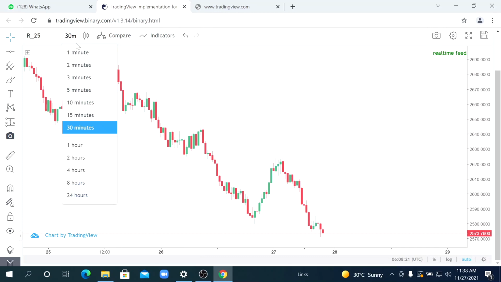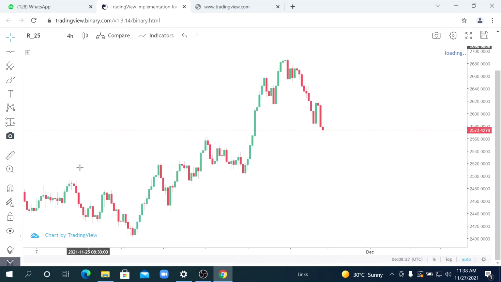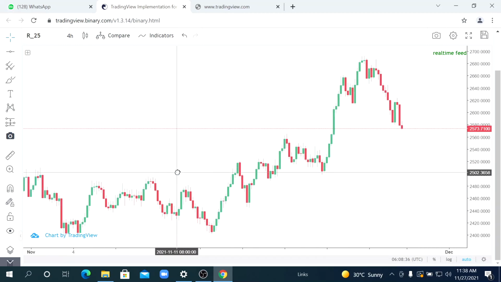Let me go to a higher time frame. You can use this on all time frames. As a swing trader, as a day trader, even as a scalper, you can make use of this strategy and make money from the market. There are two patterns, as I said.